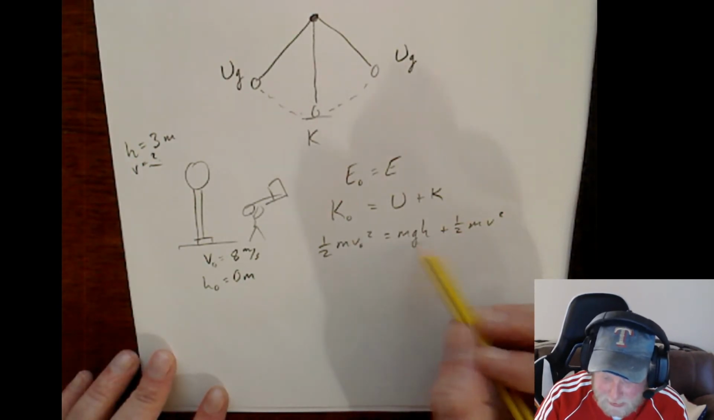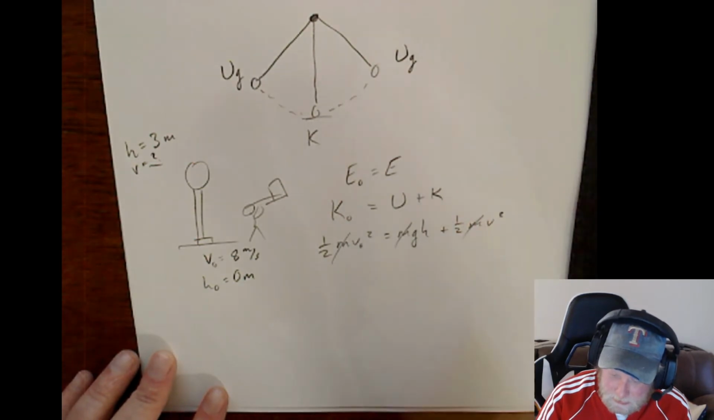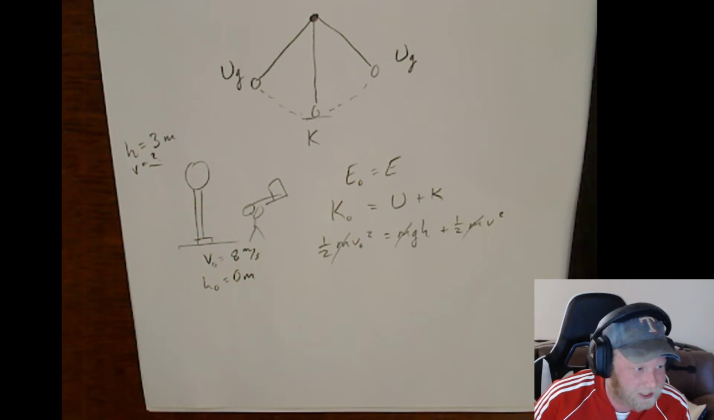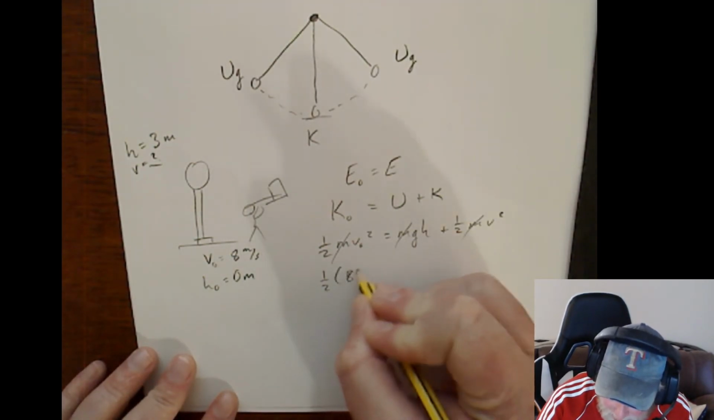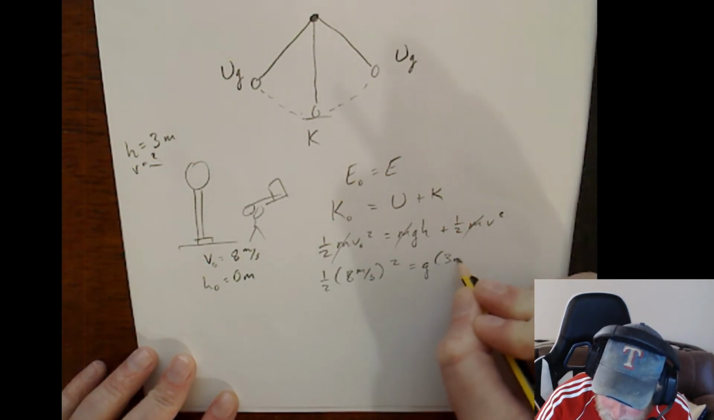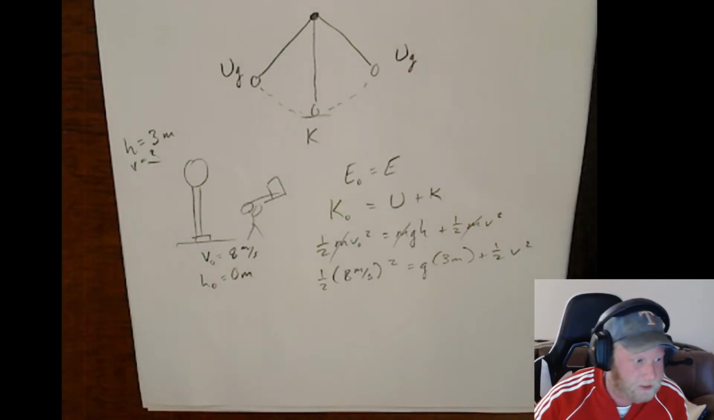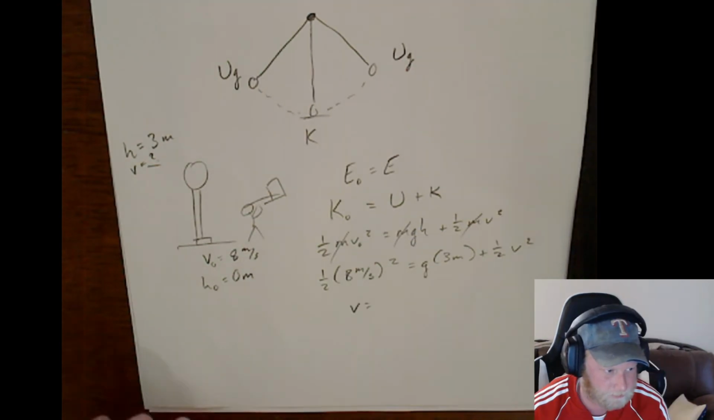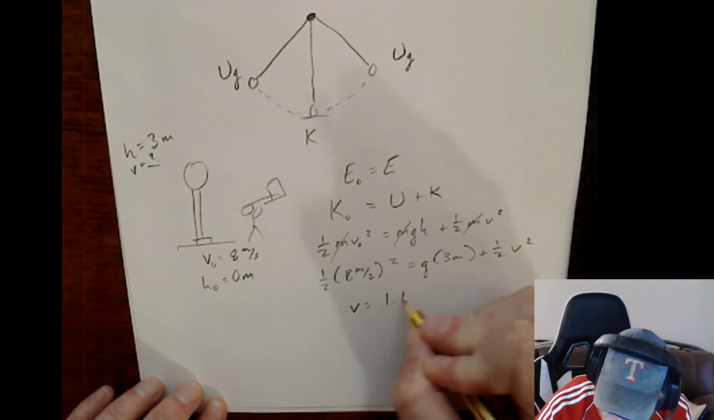Now notice the nice thing about energy conservation. If you've got a constant mass, you can cancel that out and make your life easier. So 1/2 of 8 meters per second squared is equal to g times 3 meters plus 1/2 the unknown speed squared. So go ahead, plug that in, and see what you come out with. And you should be coming out with a speed of 1.1 meters per second.